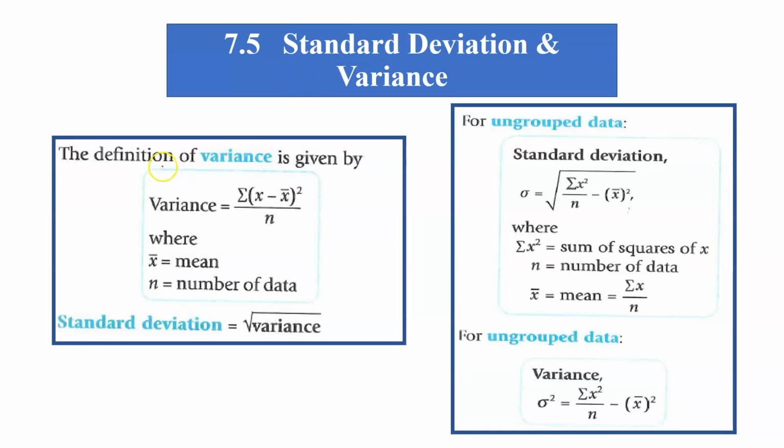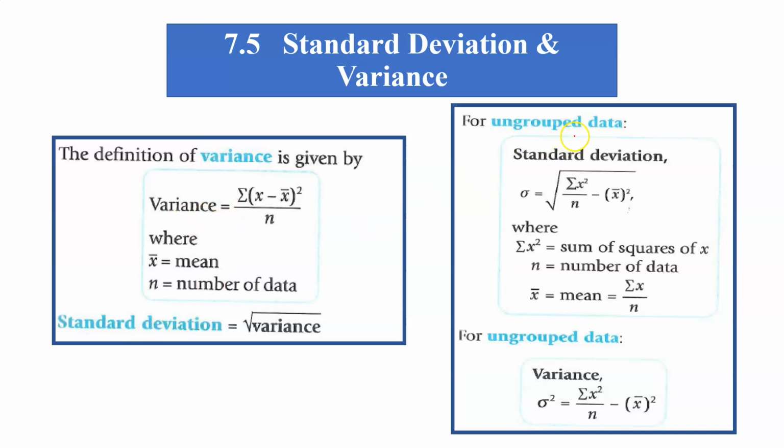So let's see, the first definition of variance is given by this formula: summation of (x minus x bar) squared, divided by n. What is x bar? X bar is your mean, and n is the number of your data, bilangan data kamu. So that one is for variance. And after you obtain your variance, from there you can obtain your standard deviation. Standard deviation is equal to the square root of the variance. Punca kuasa 2 kan the variance, so you get the standard deviation.